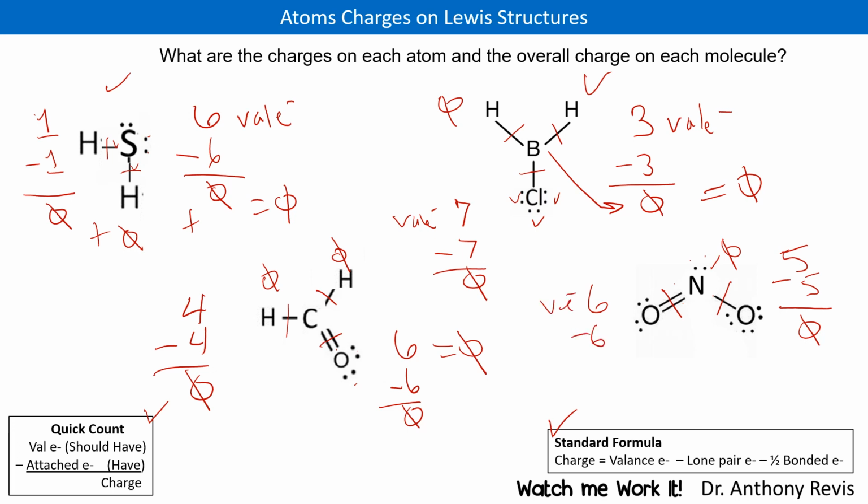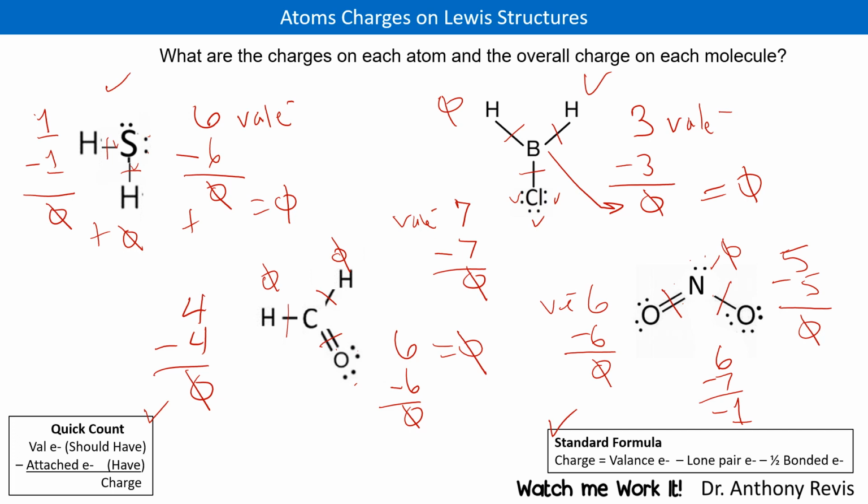It has 6, so minus 6. Dots associated with it directly attached is 0. The oxygen on the right side should be 6, and it has 2, 4, 6, 7, minus 7. This gives it a minus 1. So the charge on the oxygen on the right is minus 1. The overall charge is 0.